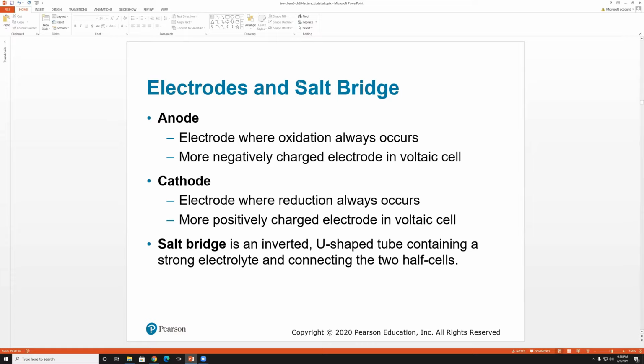So the way I remember it is the vowels are paired with vowels. So anode, oxidation. Cathode, reduction. So consonants, C and R are consonants. Meanwhile, A and O are vowels. That's how I remember it.